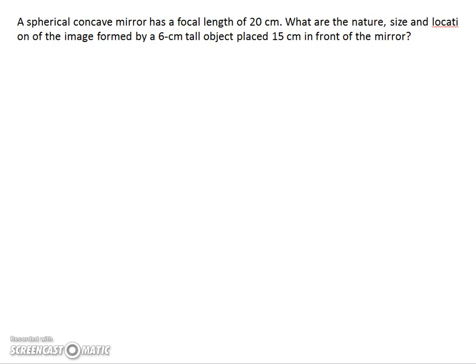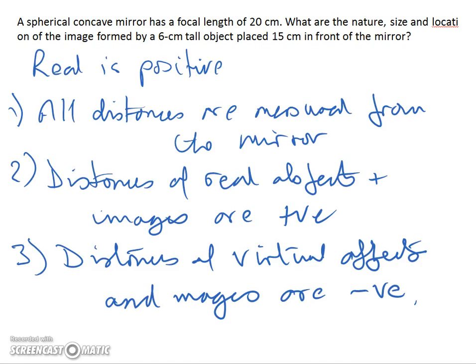Okay, we're asked to consider a spherical concave mirror with a focal length of 20 centimeters, and we're to find the nature, size and location of the image formed by a 6 centimeter tall object placed 15 centimeters in front of the mirror. Now, just a reminder, first of all, that your textbook uses the real is positive convention, so all distances are measured from the mirror.